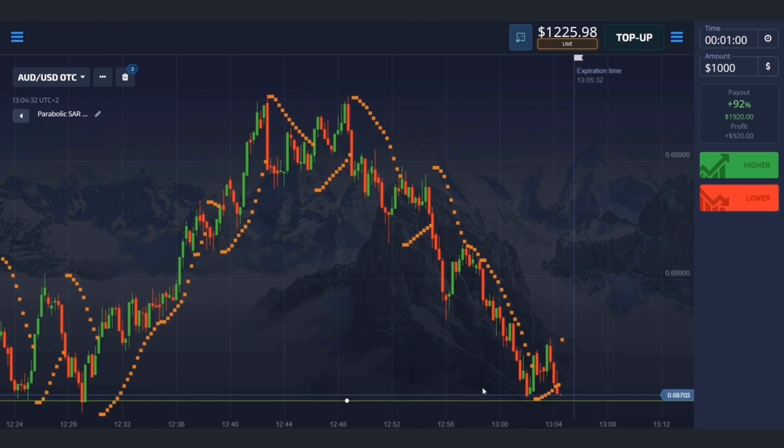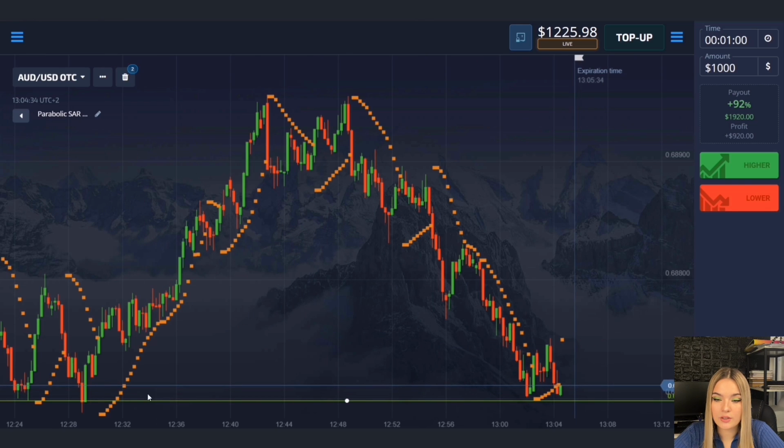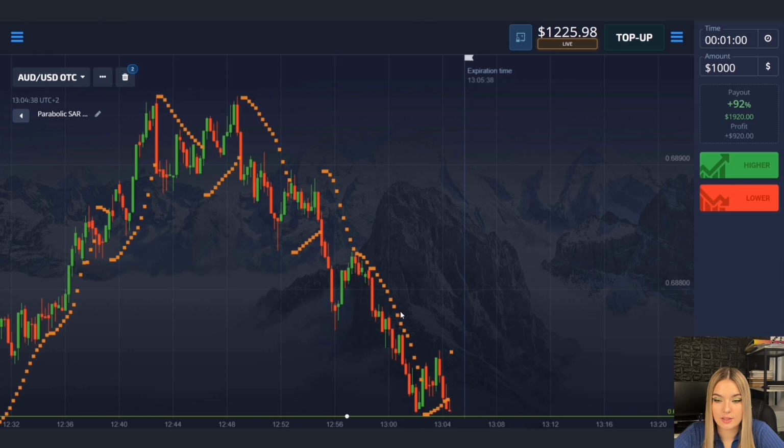Let's continue. Here we see the level of support. We can also see a good confident downtrend. At the moment, our level is starting to squeeze. Also, dots are beginning to form above our chart. This tells us that the downward movement is expected in the near future. Let's open a deal for 2 minutes to decrease.